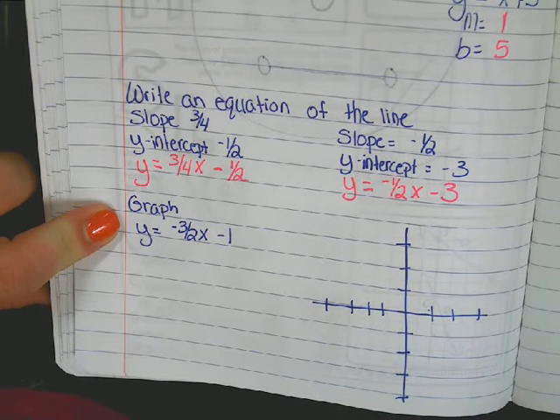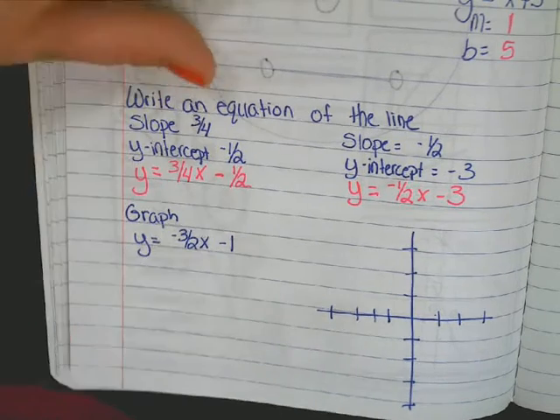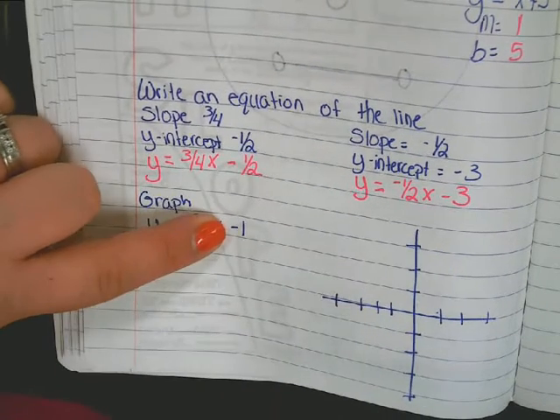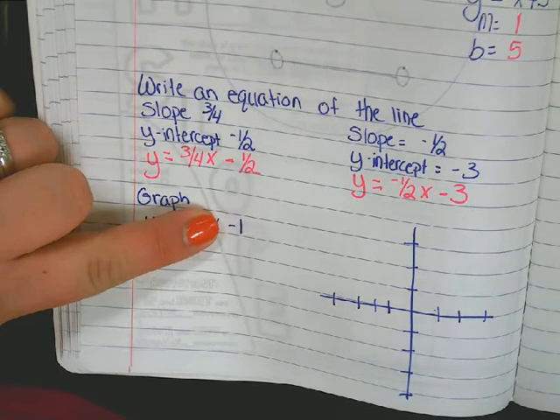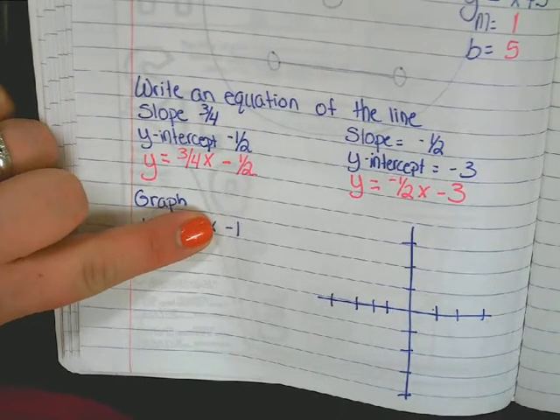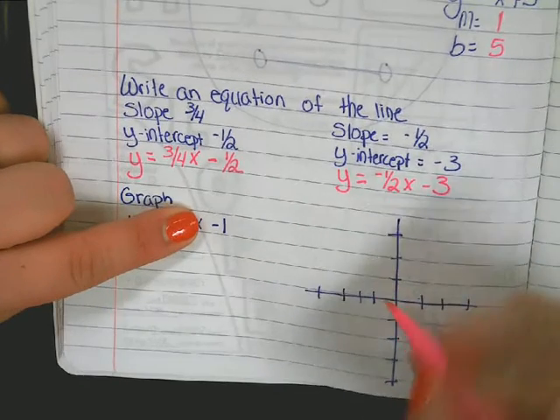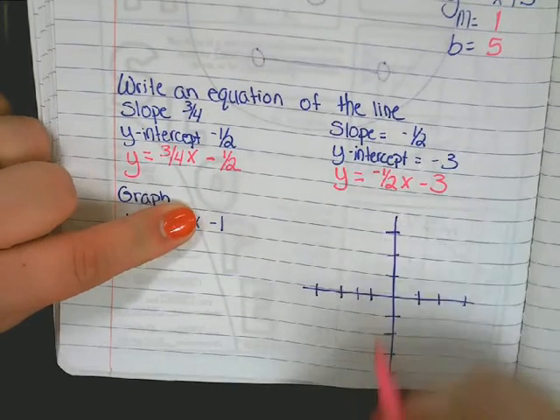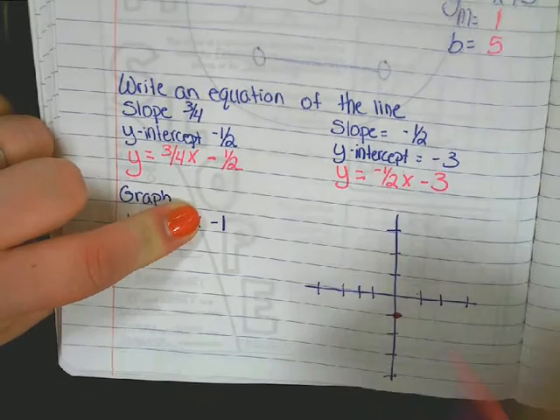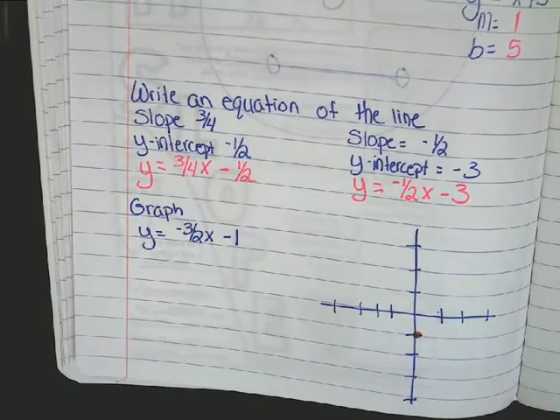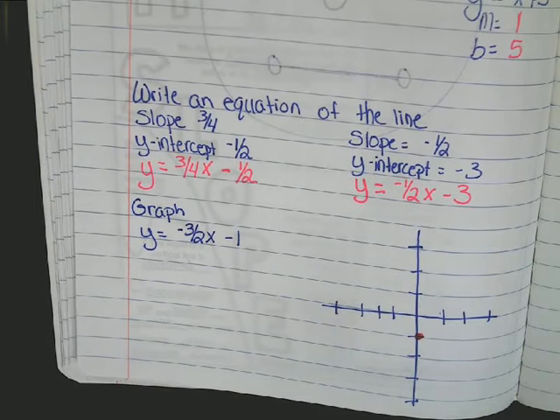So whatever my y-intercept is, that's where I'm starting on my graph. Okay, so I'm starting at a -1 on the y-axis. So here's my y-axis, -1, that is my starting point. I'm no longer starting at that 0, 0. I'm starting at my y-intercept. Okay? Now my slope is -3/2.